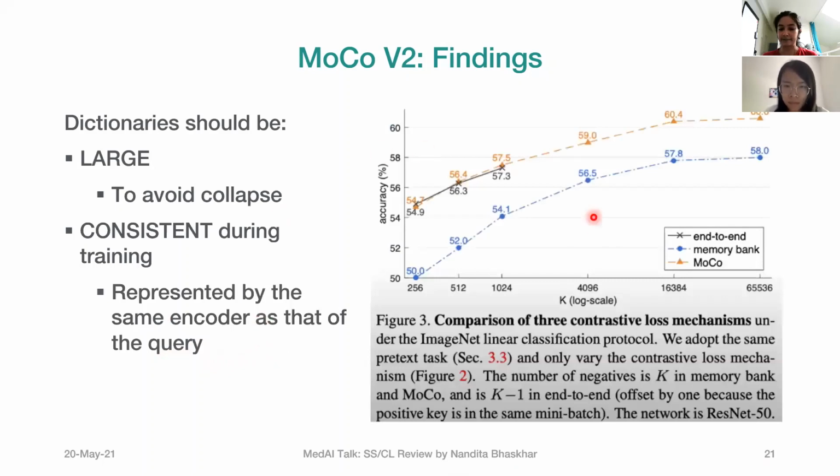They did a comparison with an end-to-end approach, a SimCLR kind of approach, as well as MoCo. And this memory bank is basically you just accumulate the dictionary and then do backprop across the dictionary as well. And as you can see, MoCo is pretty easy to scale across multiple negative samples in the dictionary, and it also performs pretty well compared to the other versions.